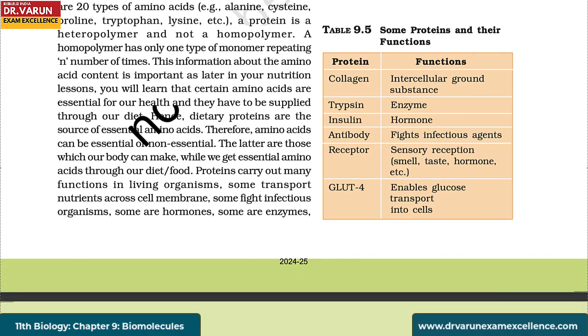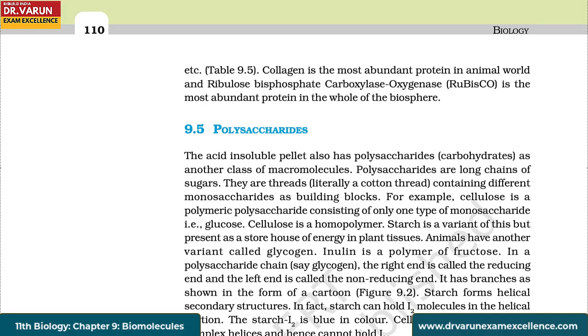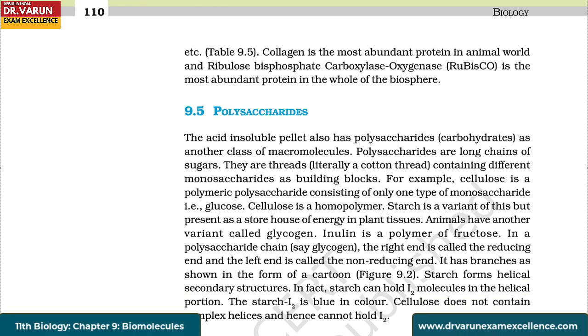Proteins carry out many functions in living organisms. Some transport nutrients across the cell membrane, some fight infectious organisms, some are hormones, some are enzymes, etc. Collagen is the most abundant protein in the animal world, and ribulose bisphosphate carboxylase oxygenase, popularly called Rubisco, is the most abundant protein in the whole of the biosphere.